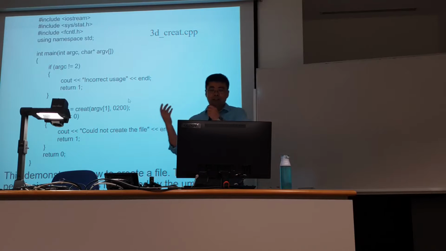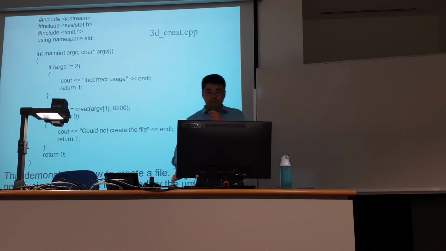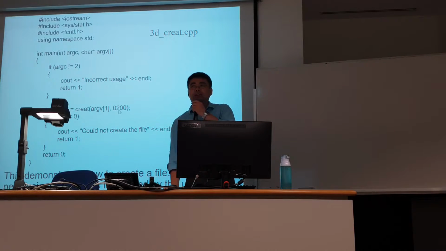Remember, we can use a number from 0 to 7 to represent the permission. 4 means read, 2 means write, 1 means execute. If you have 2, that means the owner can write, and the others cannot do anything because it's 0. So you can assign permission to this particular file.